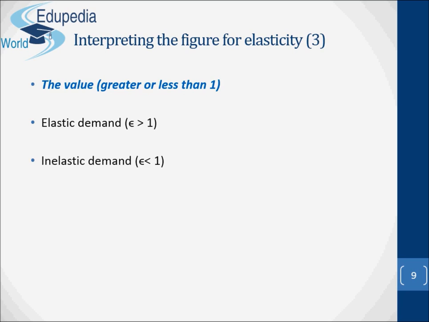Case 2, inelastic demand: epsilon is less than 1. This is where a change in price causes a proportionately smaller change in the quantity demanded. In this case, elasticity will be less than 1, since we are dividing a smaller figure by a larger figure. Case 3, unit elastic demand: epsilon equals 1. This occurs where price and quantity demanded change by the same proportion. This will give an elasticity equal to 1, since we are dividing a figure by itself.